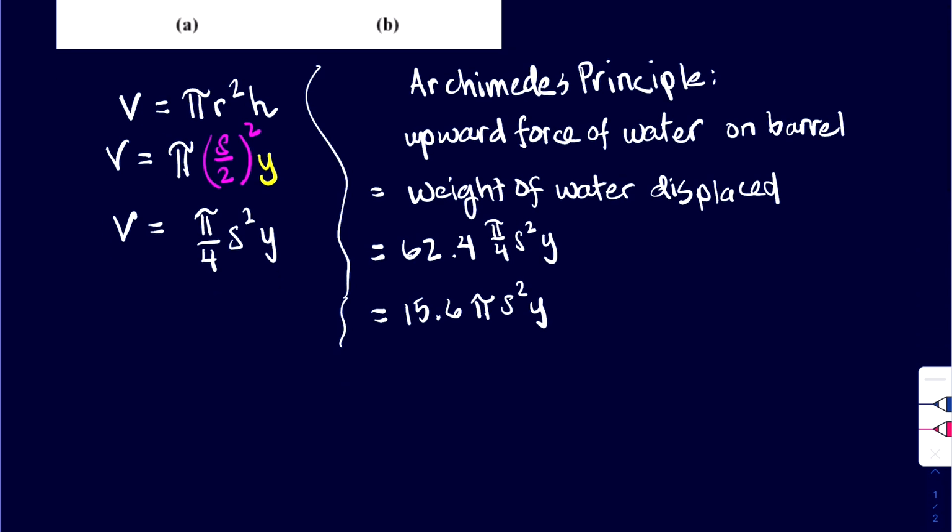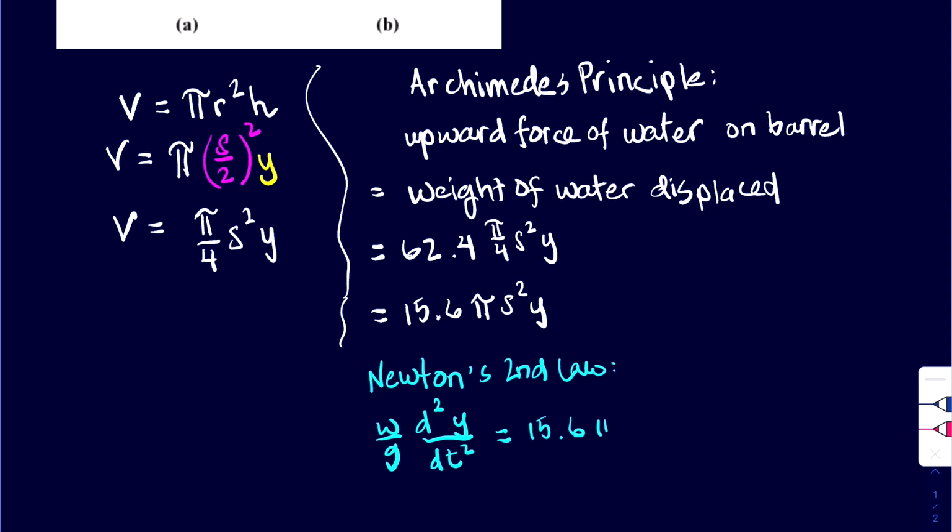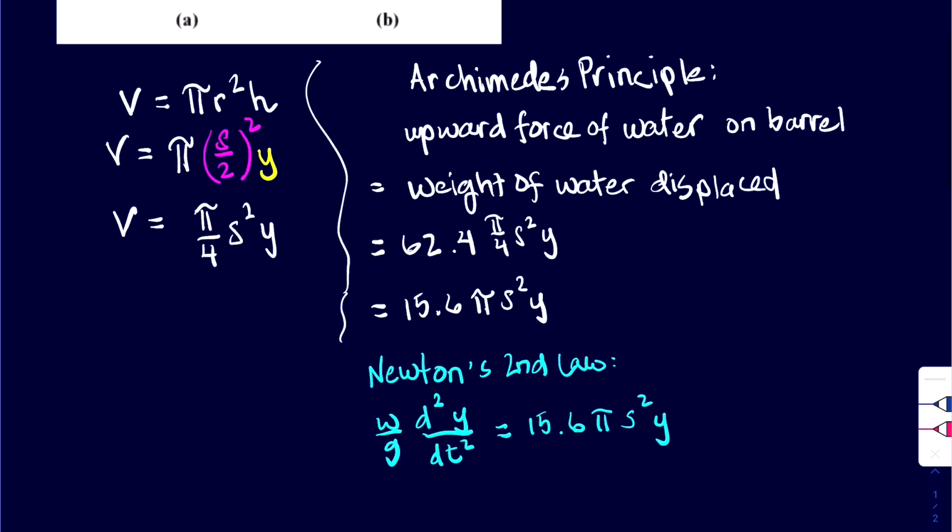Now we need to apply Newton's second law, and this was all in section 1.3 if you need to go back and look it up. So you end up getting W over g times the second derivative of y with respect to t is equal to what we just found, the upward force of water on the barrel, which was 15.6 pi s squared y.